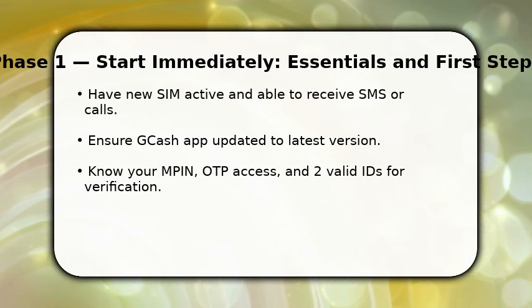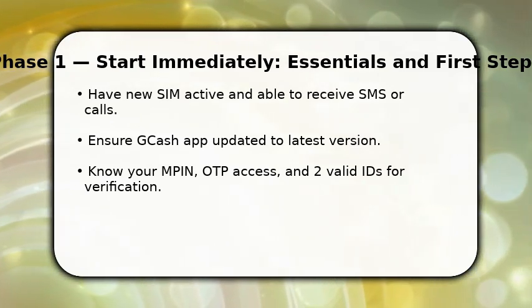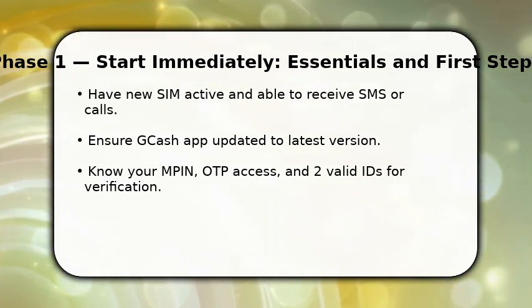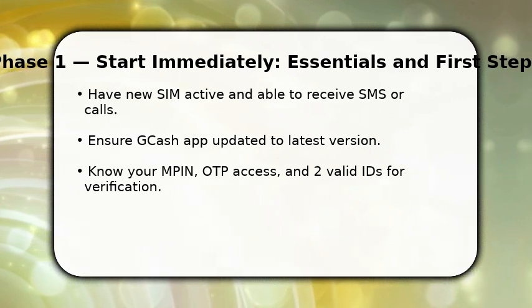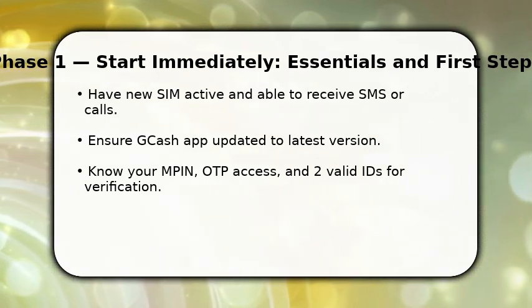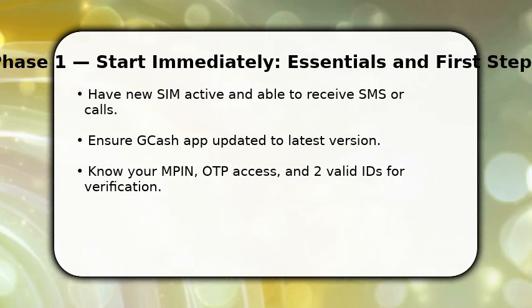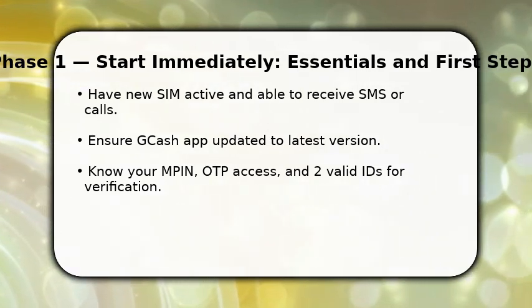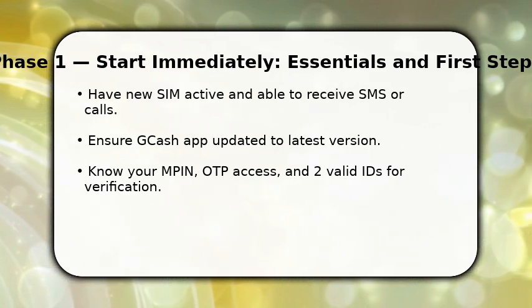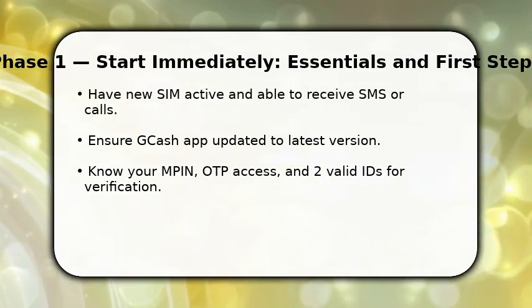You begin by opening GCash and signing in with your current number. This ensures continuity of your wallet and linked services. Once signed in, go to Profile Settings, change mobile number to start the official process. Make sure your new SIM is inserted and ready to receive OTPs, because you'll need verification codes.